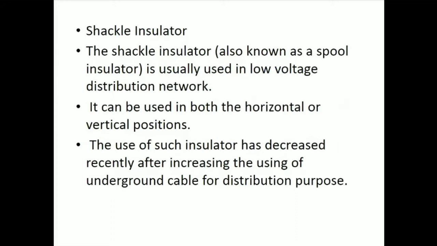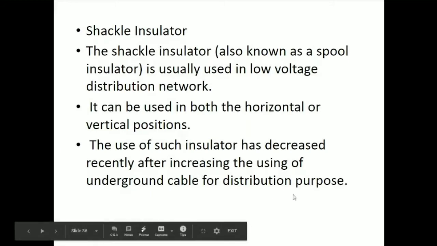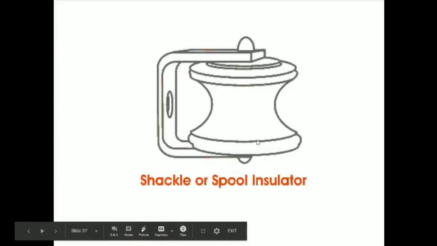The next type of insulator is the shackle insulator. The shackle insulator is also known as a spool insulator and is usually used in low voltage distribution networks. It can be used in both horizontal as well as vertical positions. The use of such insulators has decreased recently after the increasing use of underground cable for distribution purposes. This is the diagram of a shackle or spool insulator.